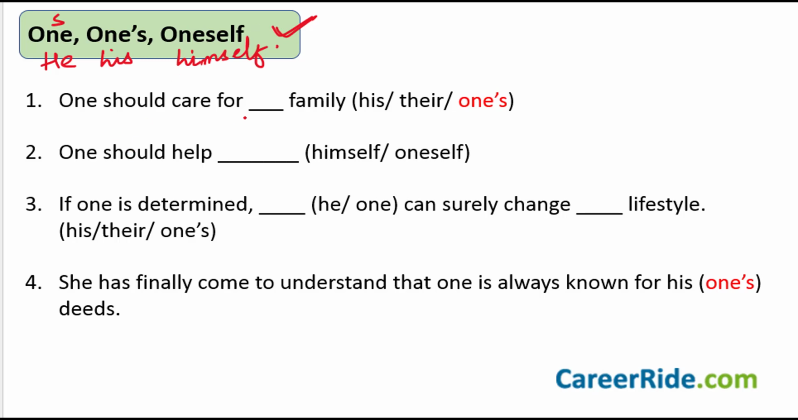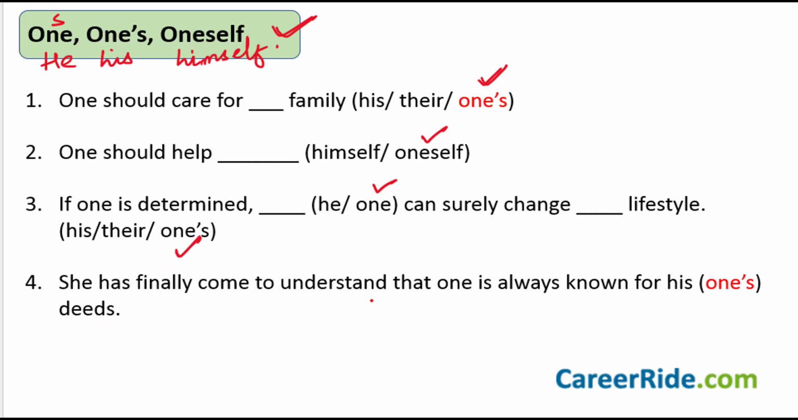So see these sentences. One should care for dash family. Try to answer this question for yourself. One should care for one's family. One should help dash himself or oneself. We have a reflexive pronoun for one, so oneself. If one is determined, dash can surely change dash lifestyle. If one is determined, one can surely change one's lifestyle.